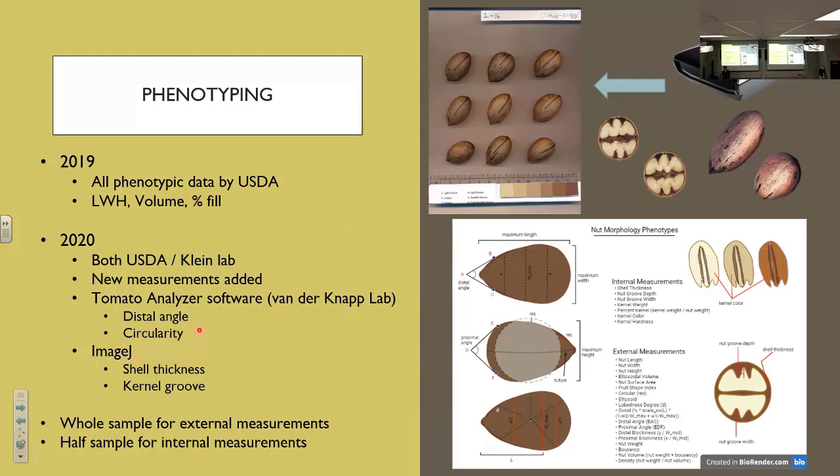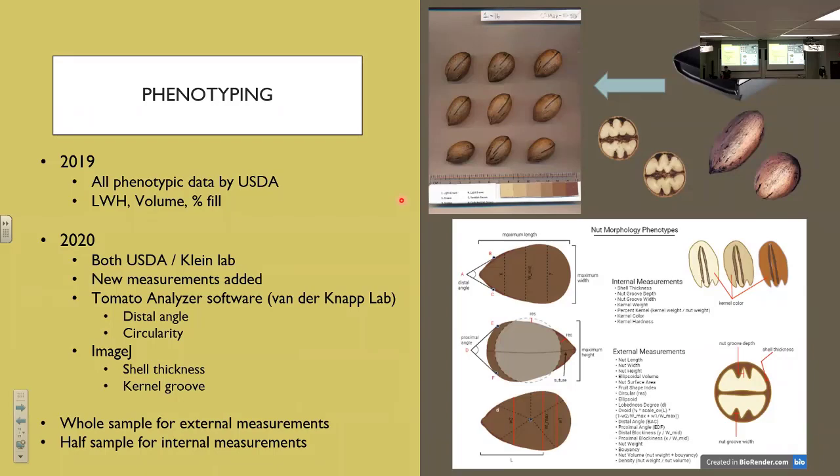And together with those, looking at things like the distal angle of the nut, or how pointed the ends of the nuts were, the degree of how circular they were, looking at interior things like shell thickness, as well as the depth and the width of these grooves here, or the kernel grooves, as that's been one of the breeding strategies or targets of pecan at the USDA in the past, as these have direct effects on end product quality as well.